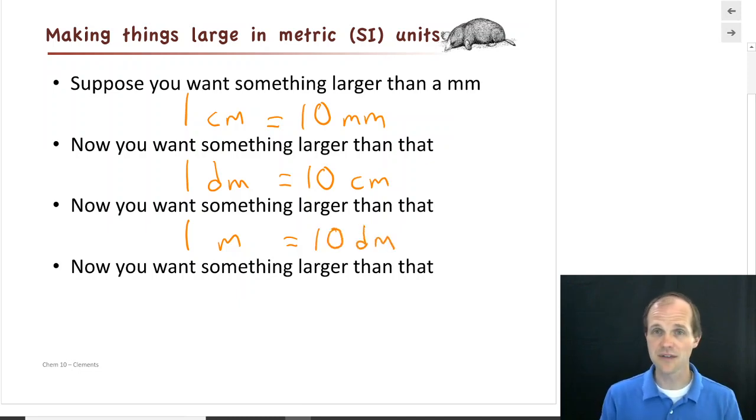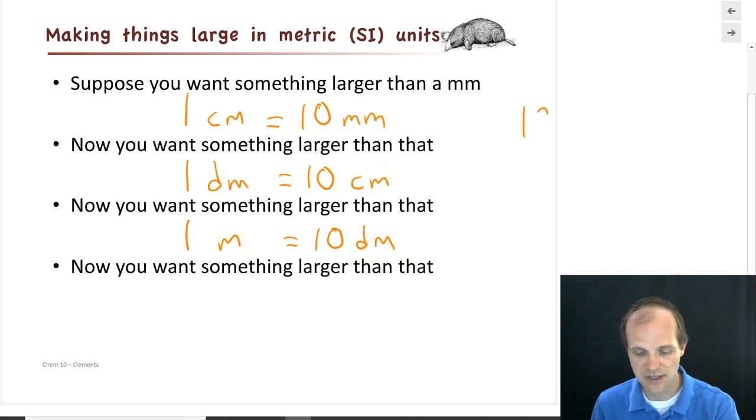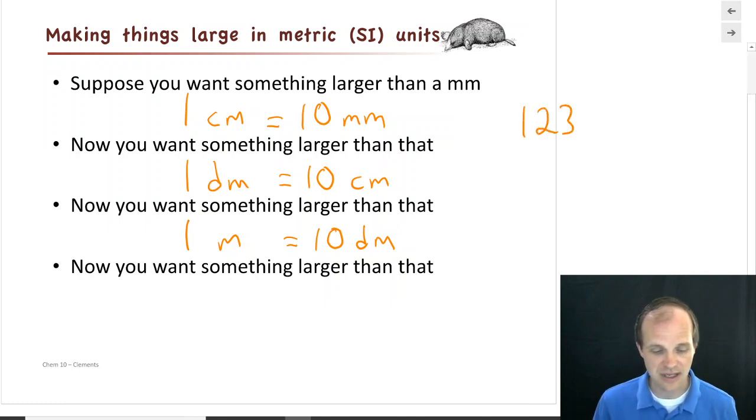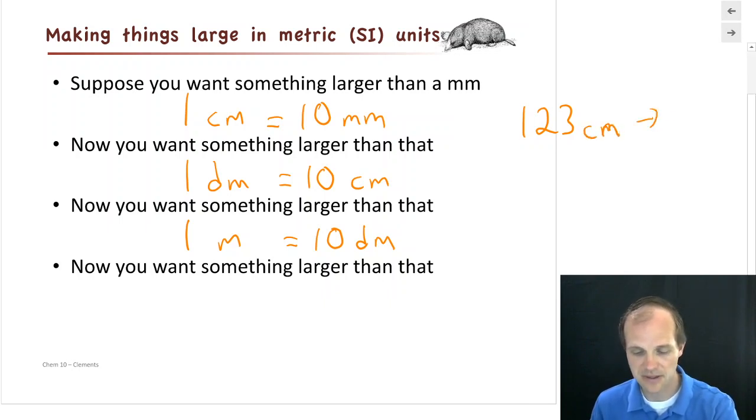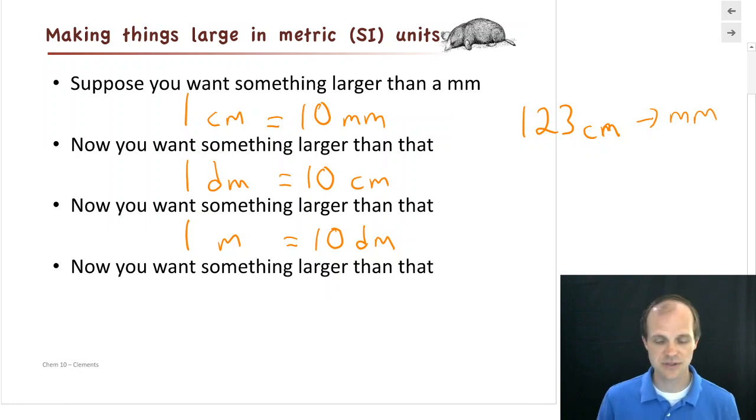And so you can see all of our units here are related by a factor of 10. And why is a factor of 10 cool? Well, if you want to change 123 centimeters into millimeters, what you're going to do is multiply by 10.